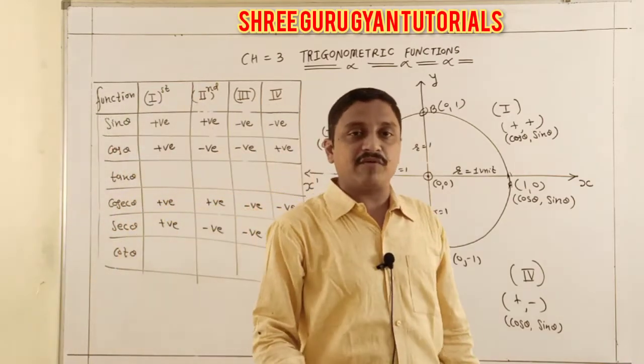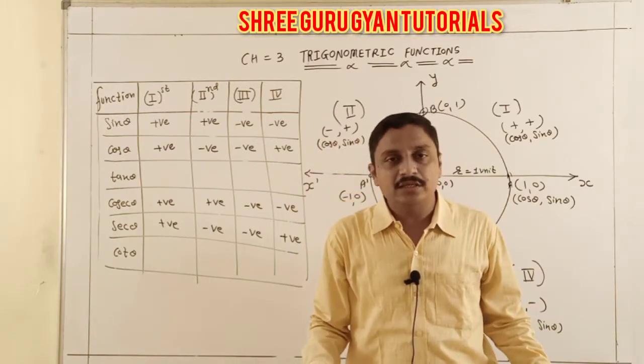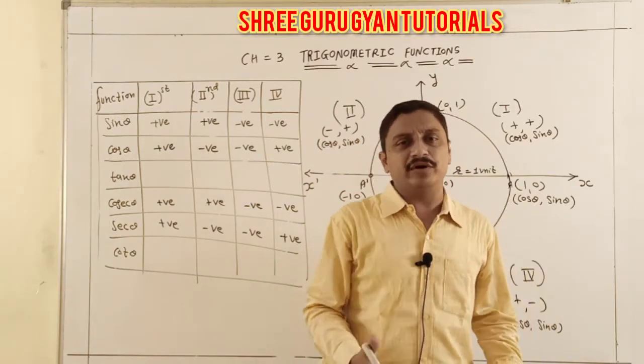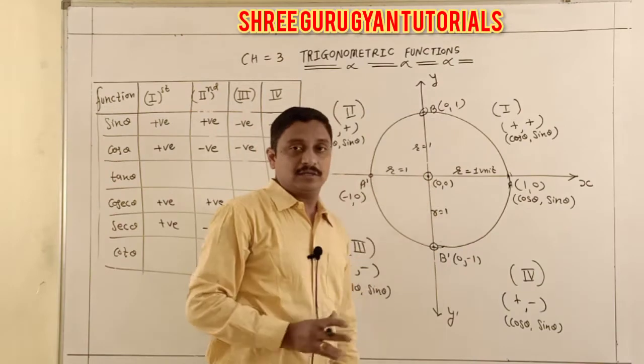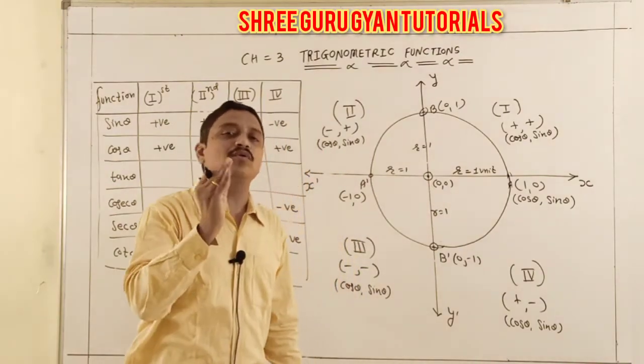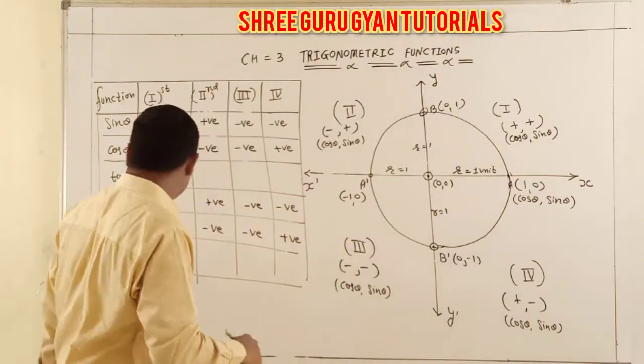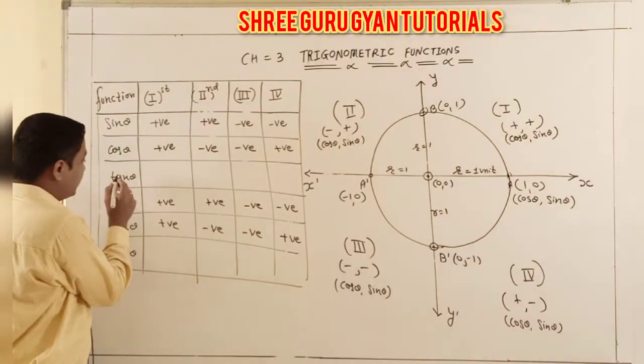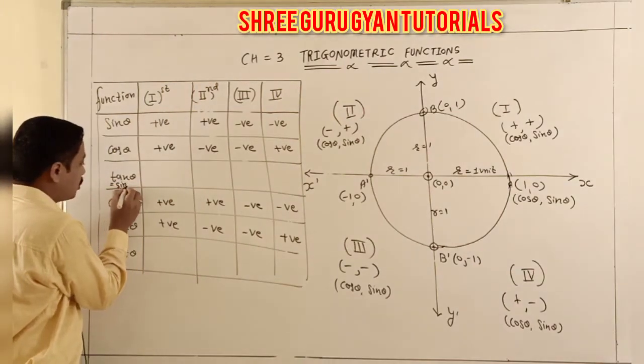Students, this is a very big chapter, and many points are given. Using this unit circle, I will only explain one point individually. Now the tan theta formula you know: sin by cos.